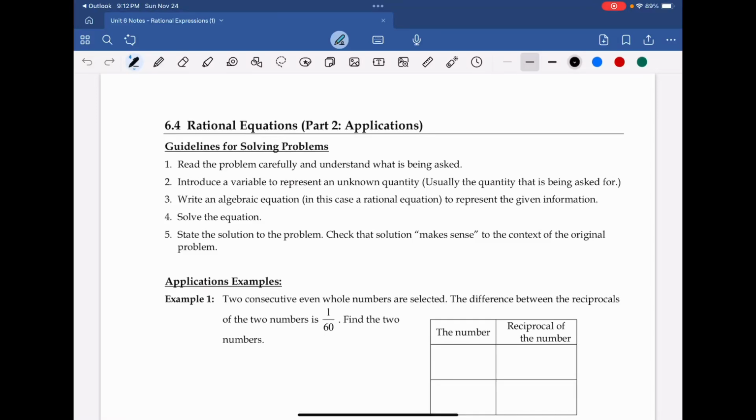All right, so now we go into lesson 6.4, which is on rational equations, but dealing with applications. Now, specifically when we deal with the applications, some of these can be a little bit tricky, but the problem solving technique is actually all the same as we've dealt with throughout Unit 6.